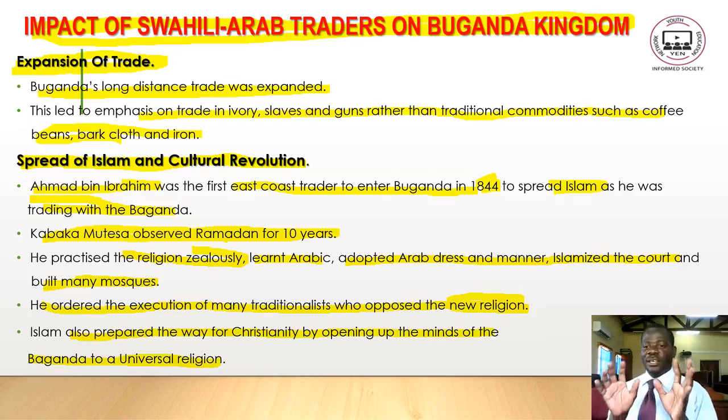You have to understand it in this way: the arrival of the Muslims also paved the way for Christianity, because the people opened up to the idea that religion is not just about our ancestors. We can worship on a universal stage, and what other people worship somewhere, we can also worship. So that is universal religion.